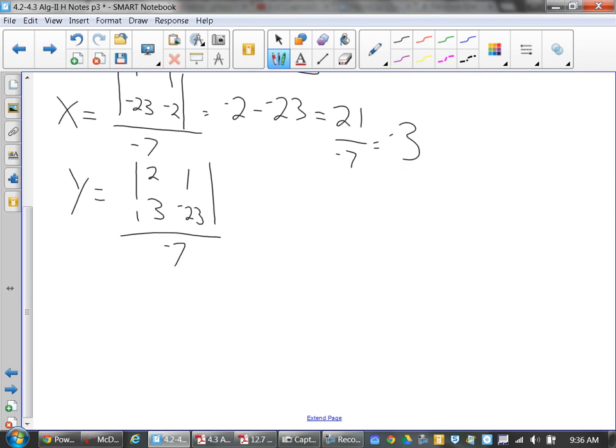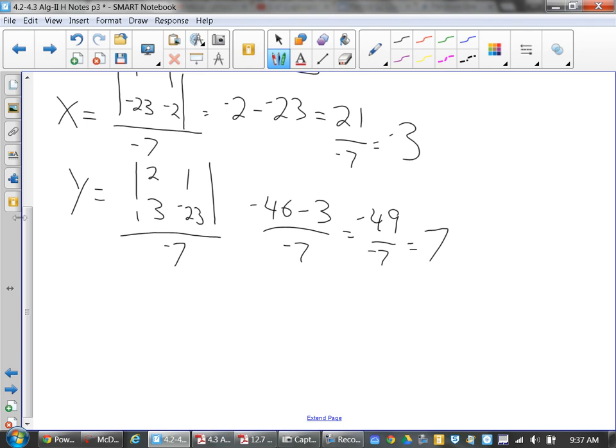You see how it's a very easy way to use a determinant to solve a system? Especially prior to knowing how to do a lot of weird stuff. So you get negative 46 minus 3? Negative 49. So you get negative 49 over negative 7, you get 7. So your solution is negative 3 and 7. Slick. I like that.